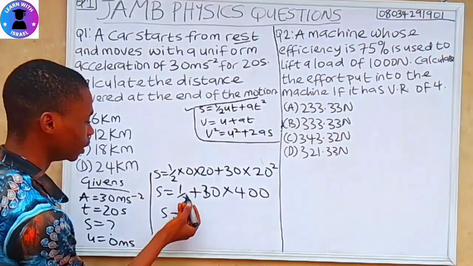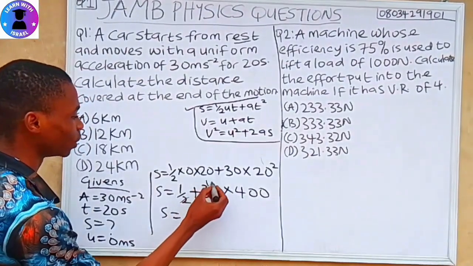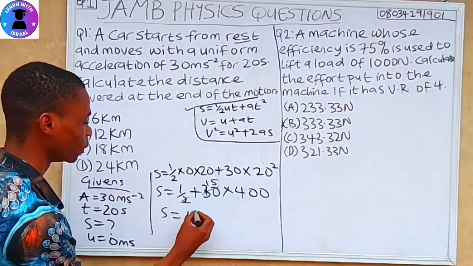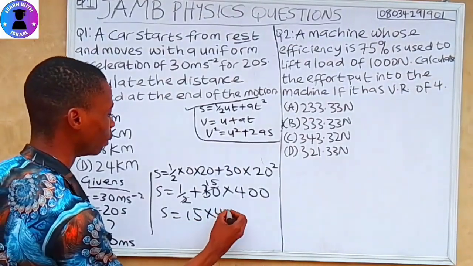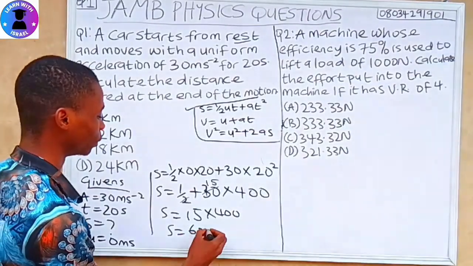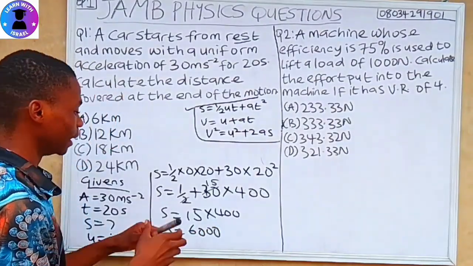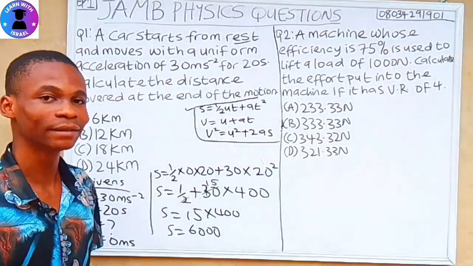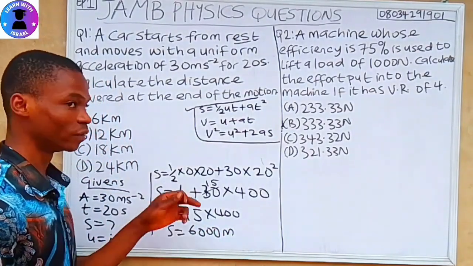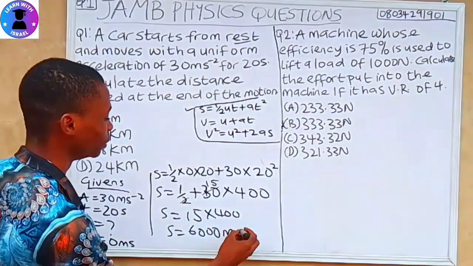So half of 30 will give us 15. We are now left with 15 and 400. 15 multiplied by 400 is 6,000. We can't leave it like that. The unit of distance is meter, so we add the unit here. We have 6,000 meters.